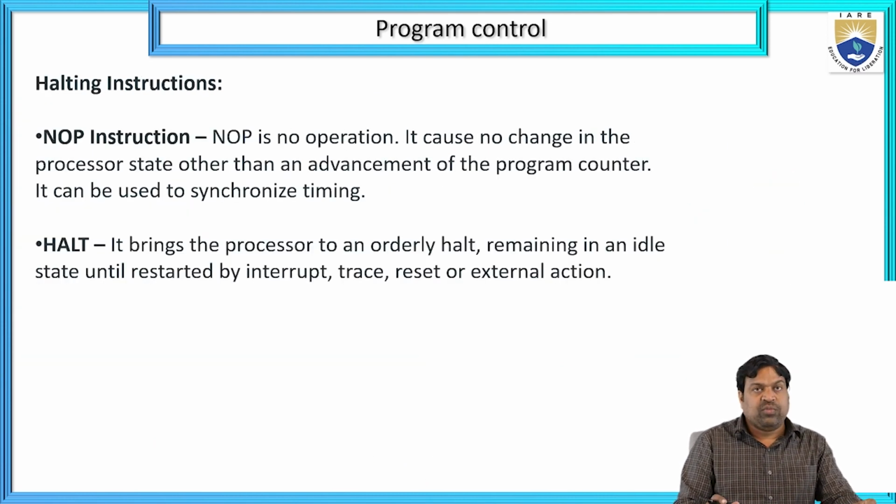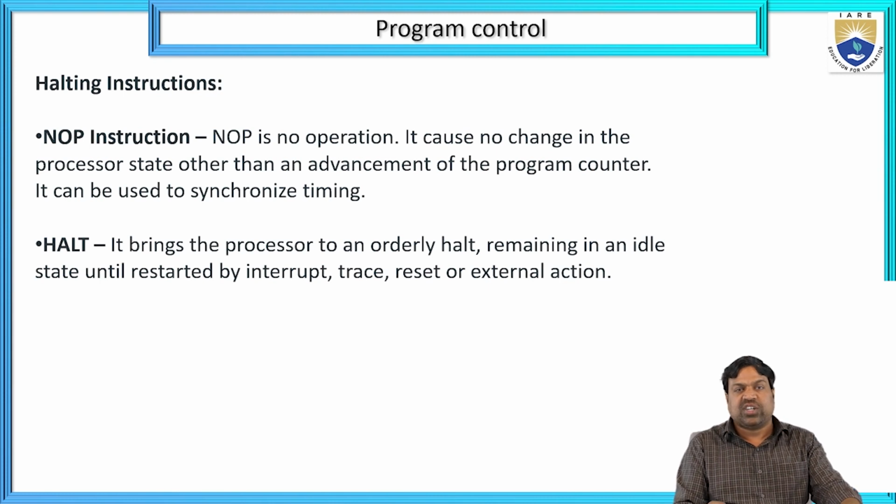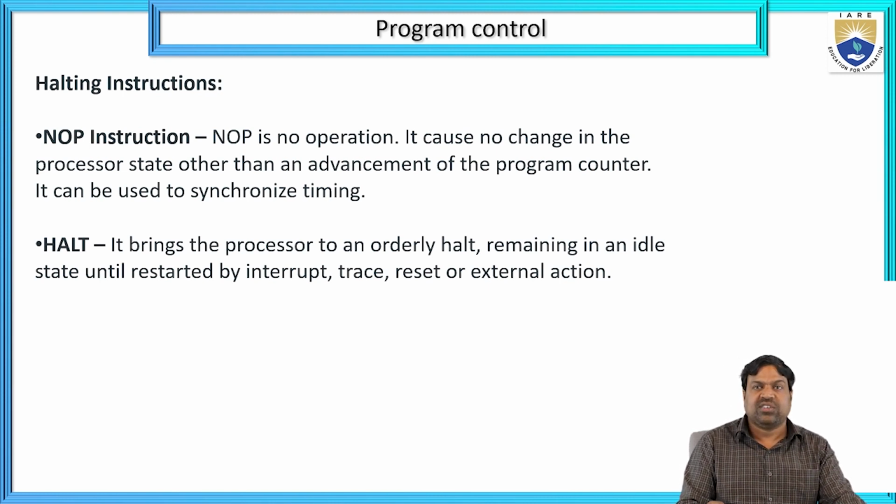Halting instruction: we have to wait until the output is obtained, or otherwise we have to wait for another input. So the NOP instruction. NOP is no operation. It causes no change in the processor state other than an advancement of the program counter, and it can be used to synchronize timing. Halt brings the processor to an orderly halt, remaining in an idle state until restarted by interrupt, trace, reset, or external action. So NOP means no operation. No operation is going on. That is called the NOP instruction.